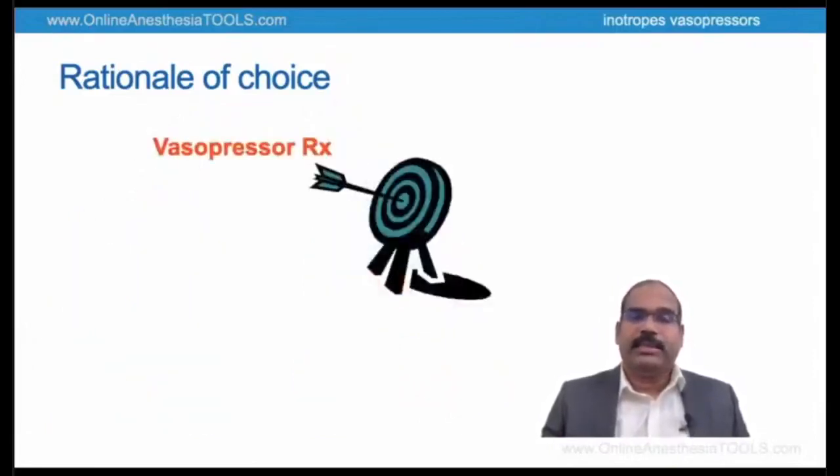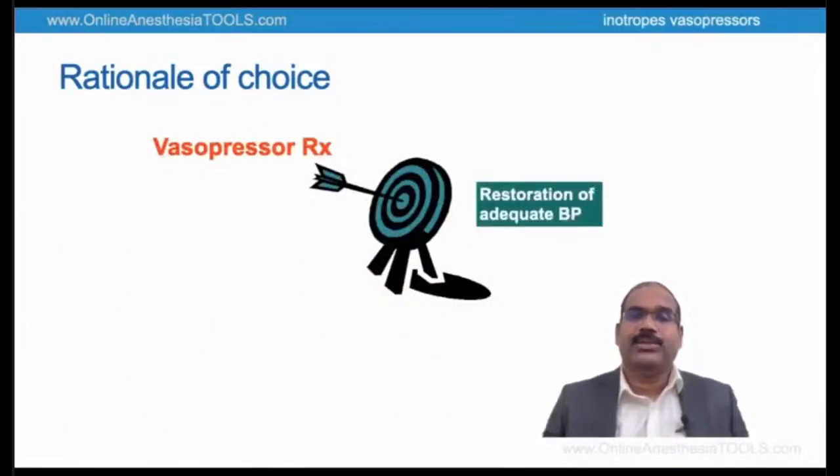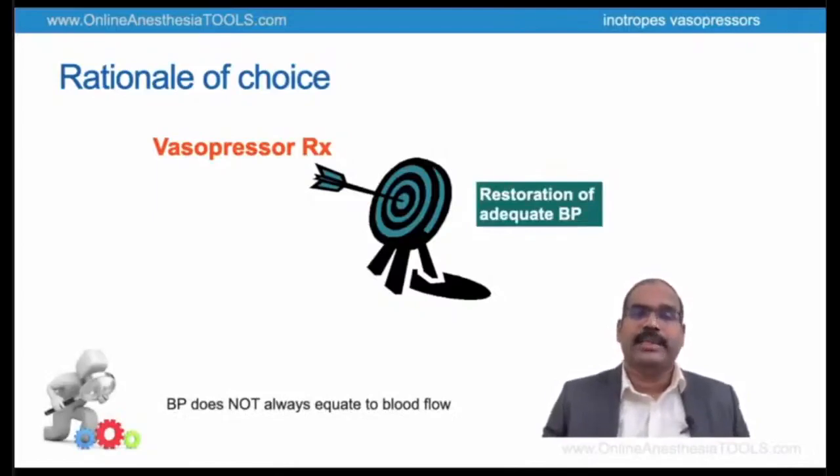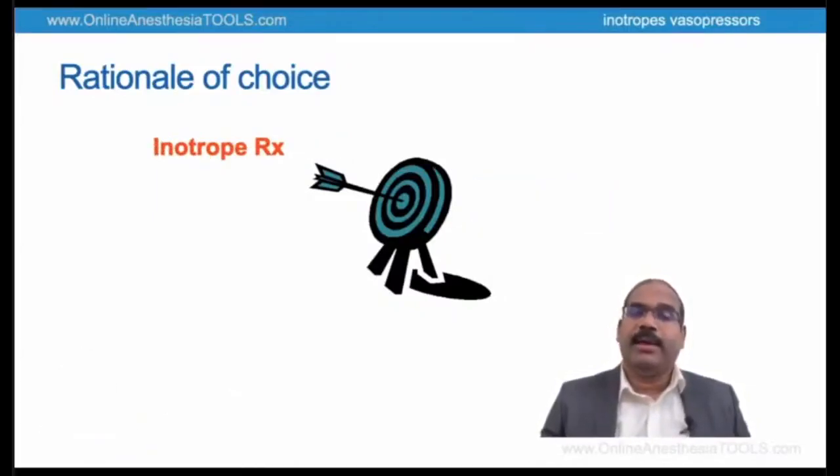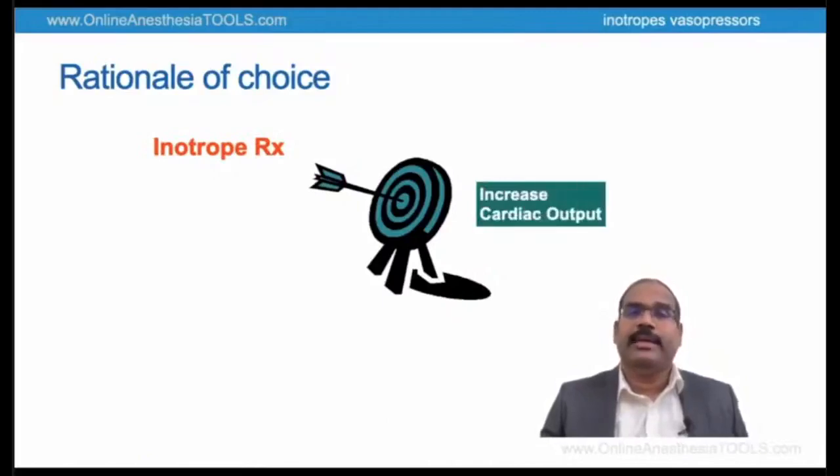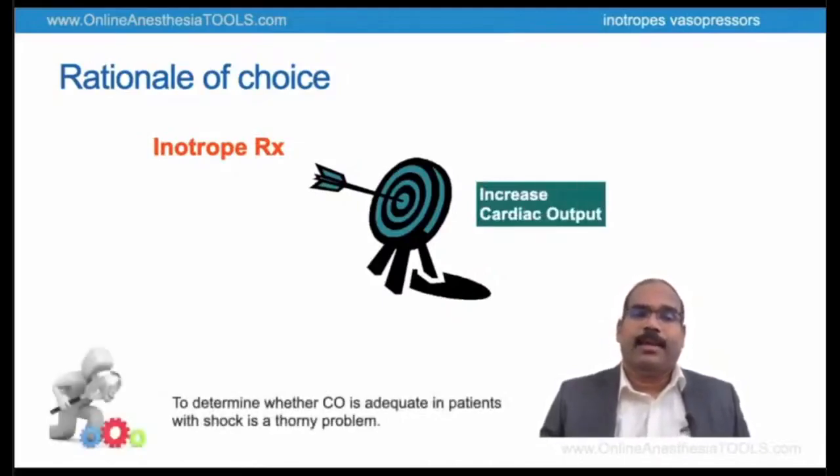How do we choose a vasopressor? Our aim is to restore adequate blood pressure. Of course, I have mentioned blood pressure does not always equate to blood flow. And when you choose an inotrope, what's your target? To increase the cardiac output. To determine whether cardiac output is adequate in patients in shock is a thorny problem, but nowadays with invasive hemodynamic monitors and AI-enabled projections, it seems more rational to look into those parameters and decide on your choice of drug.